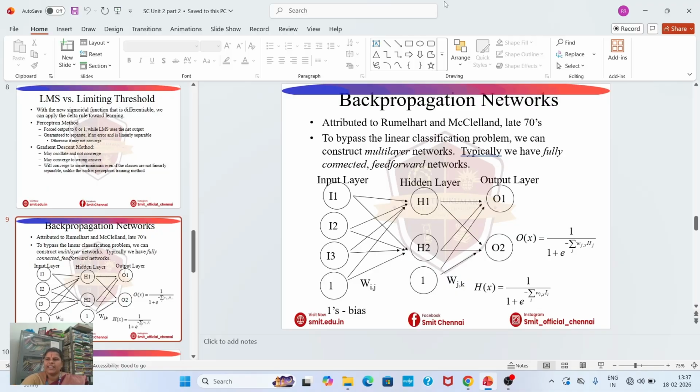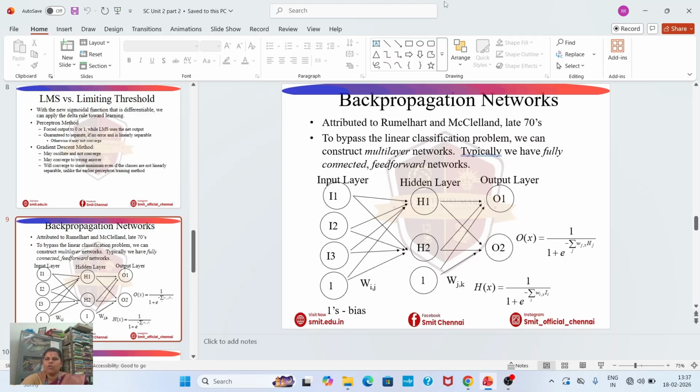The hidden layer output h of x equals 1 divided by 1 plus e to the power minus sigma over i of w i x i. This equation is for a sigmoid function. Why the sigmoid function? It is smooth and differentiable, which is required for gradient descent.